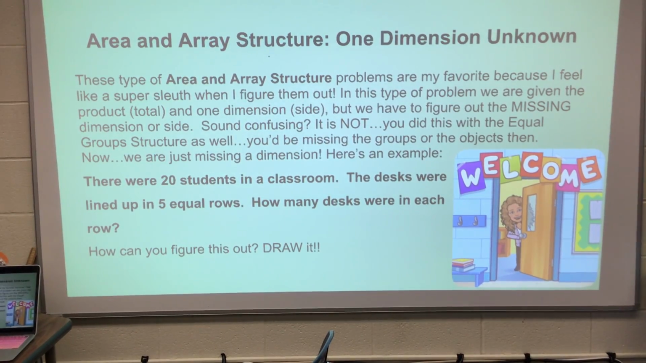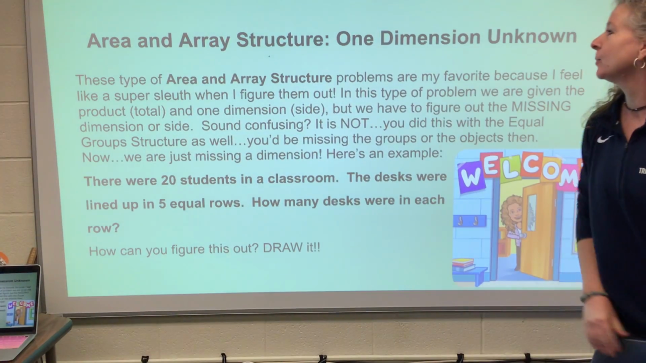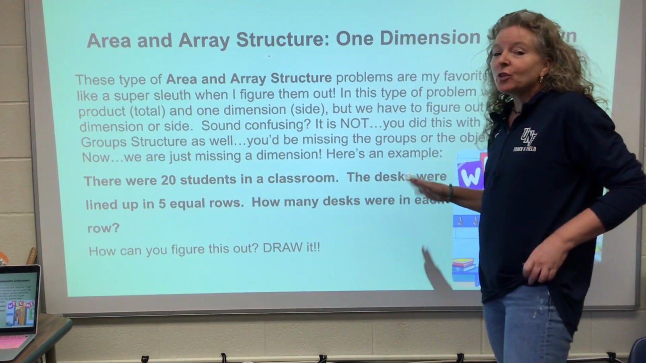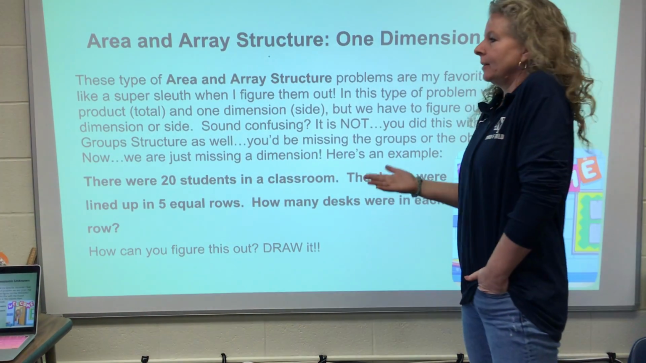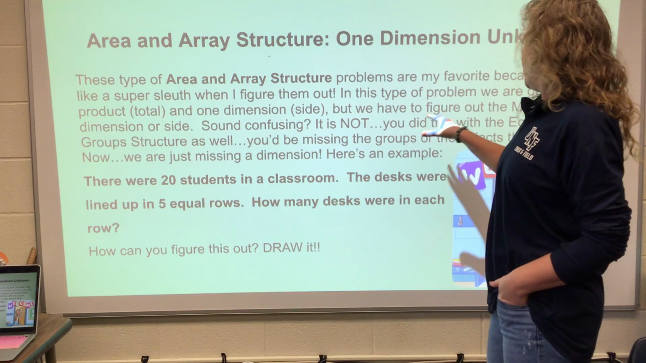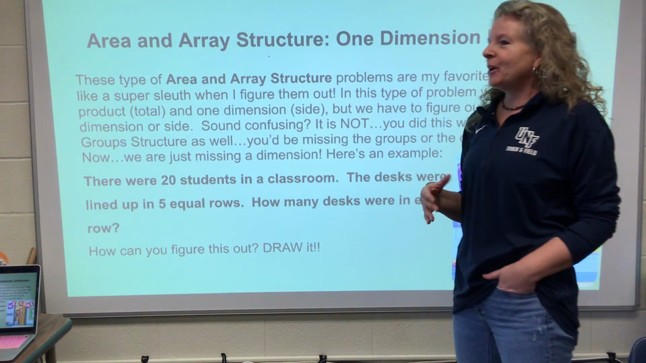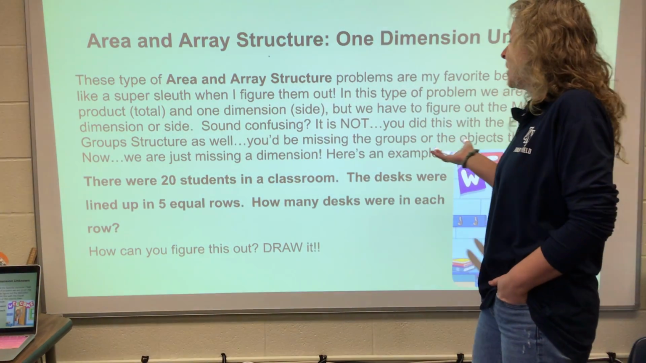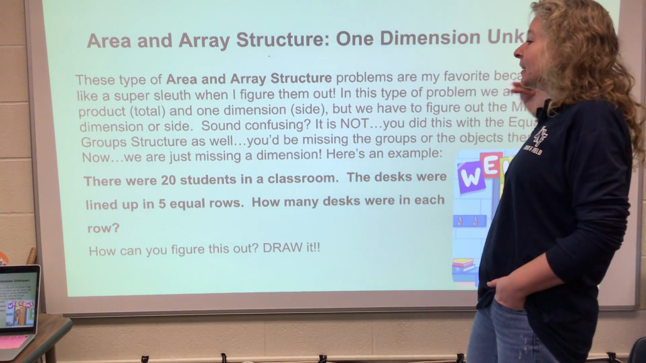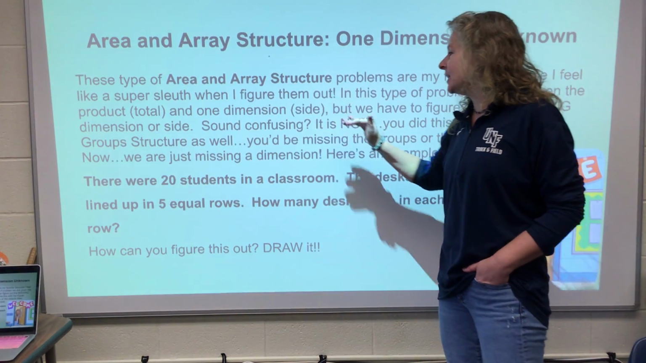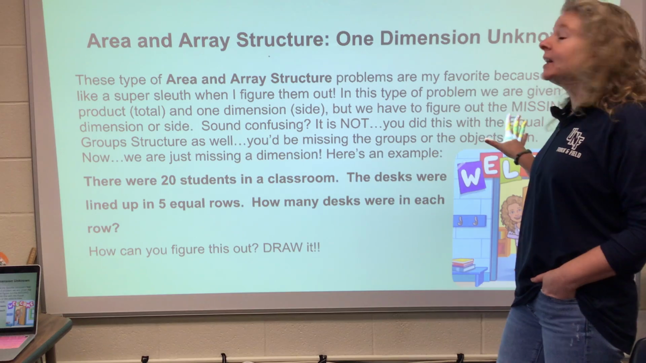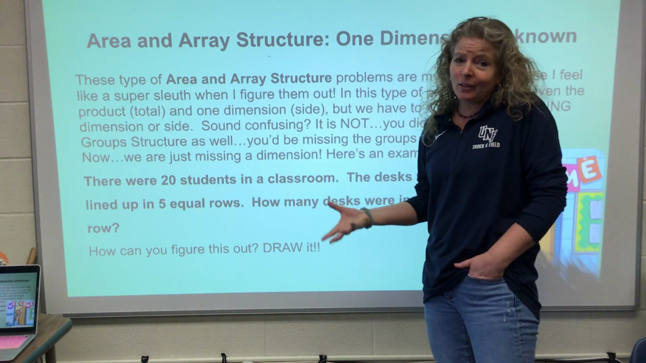All right, guys, so now that we've talked about product unknown, sometimes you're going to have one dimension, one side that you don't know. So I love these, partially because I feel kind of smart when I figure them out. We have to figure out the missing side, the missing dimension. It's really not confusing. You did this with equal groups.